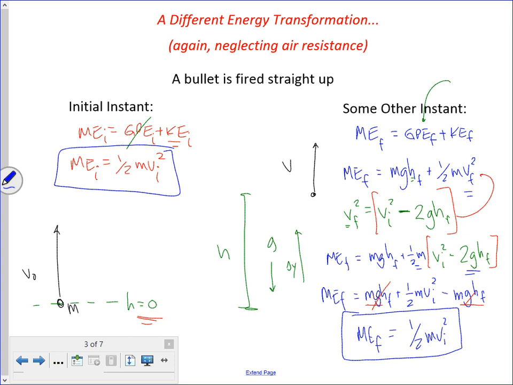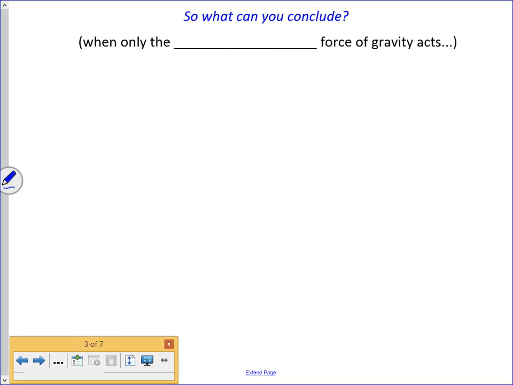Okay? So, what are we to conclude here, people? Well, first of all, we have to qualify this: when only the force of gravity acts, and not things like air resistance, and not things like friction. Well, what can you conclude? I don't know. Pause for a minute. Think about it. Try to write a nice, pretty phrase about what you can conclude. Welcome back. You didn't pause. Come on, pause. Do it.